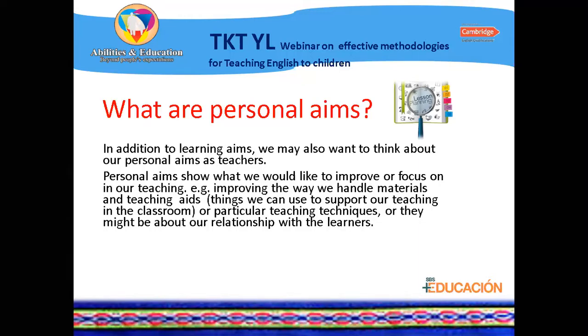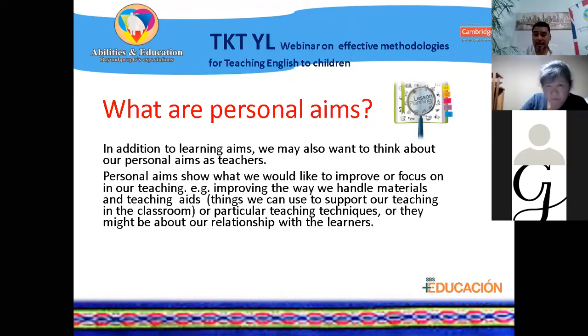A personal aim could be, for this bimester, I want to be more enthusiastic in my classes because I feel like I need to be more dynamic. So this is a personal aim. Or for the next bimester, I want to improve my use of the board because sometimes when I use the board, instead of making students understand things, I confuse them more. So the next bimester, I want to improve my use of the board. So personal aims have to do with the things we would like to improve as teachers.